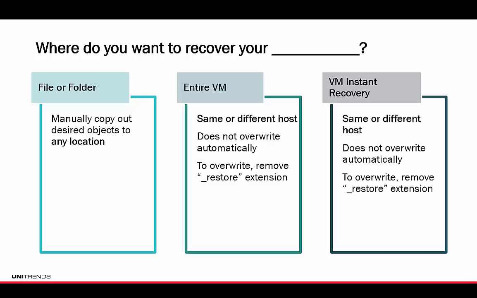Now, VMware Instant Recovery, you can do it to the same host, different host. It does not automatically overwrite either. There is a _restore extension, and in the audit mode, the network card is disabled for you automatically. In live mode, the network's active, and a disk migration will happen from Unitrends back to your VMware environment through Storage vMotion.